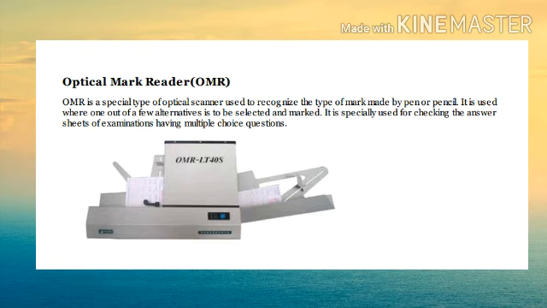OMR, that is optical mark reader. OMR is a special type of optical scanner used to recognize the type of mark made by pen or pencil. It is used where one out of few alternatives is to be selected and marked. It is specially used for checking the answer sheets of examination having multiple choice questions. Figure shows the optical mark reader.